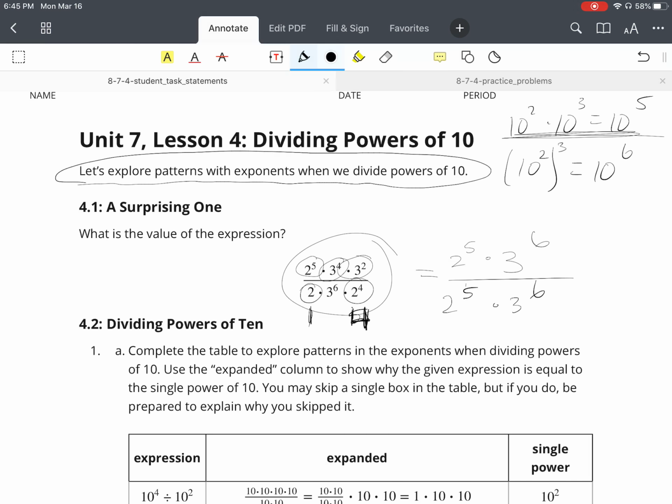If you think about it, we have 5 2's on the top, 5 2's on the bottom. So those are going to cancel. It's a big old 1. And similarly, 3 to the 6th over 3 to the 6th is the same thing as 1. So this is just 1 times 1, which is 1.